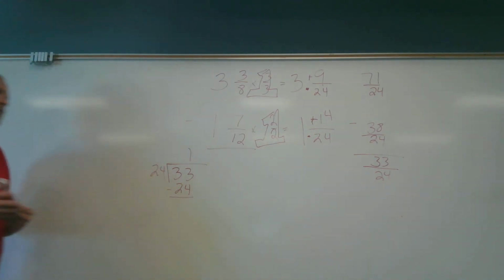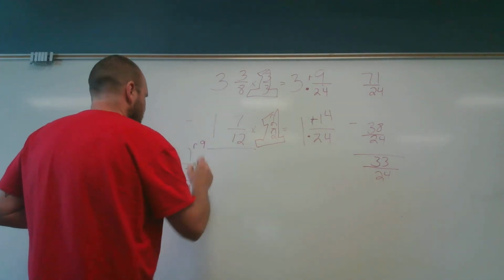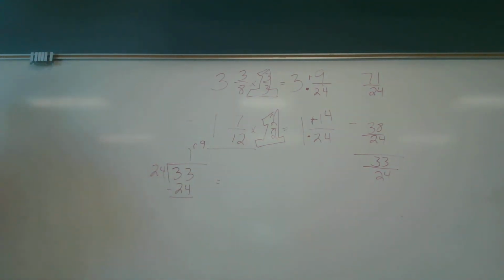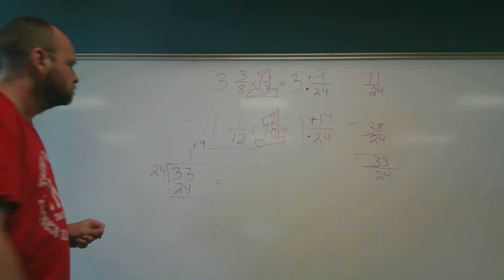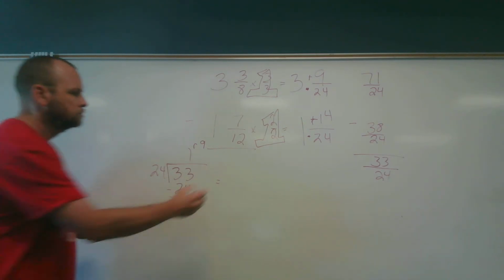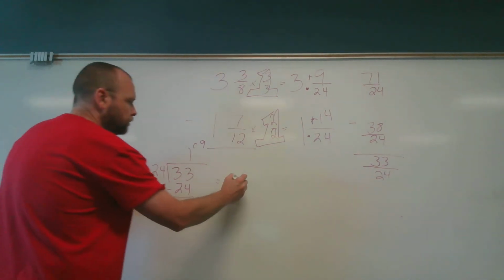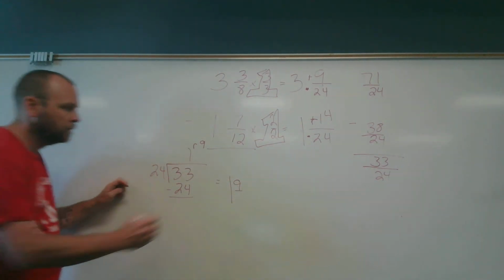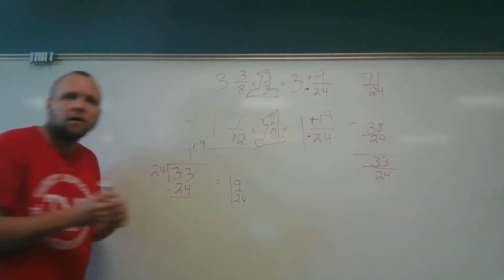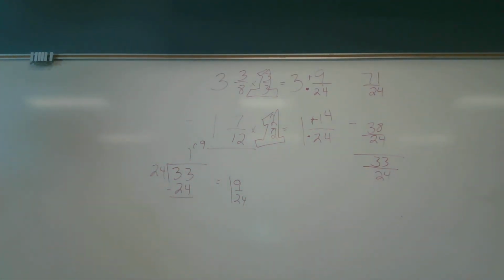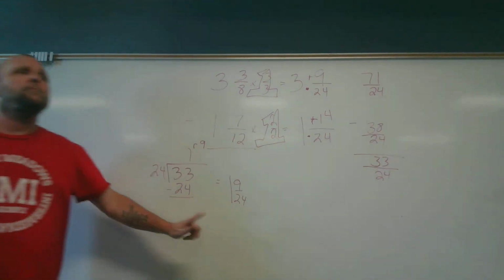And Kate, what is the difference between 33 and 24? 9. So I have 1 remainder 9. So my mixed number is what, Jonas? 1 and 9 over 24. Awesome. Everybody good with that answer? Yeah. You're all wrong! This can be simplified.